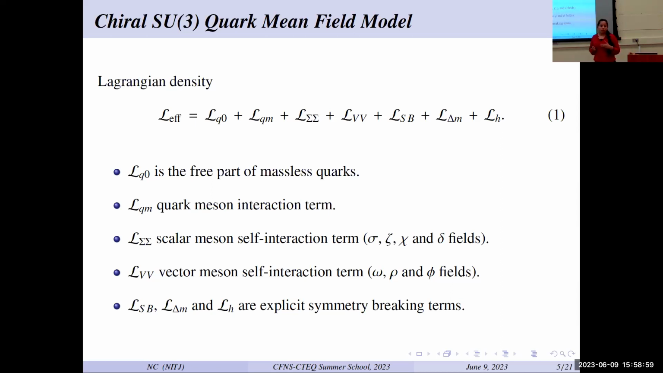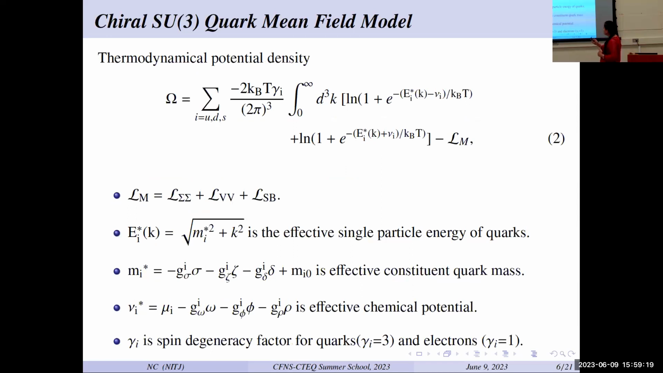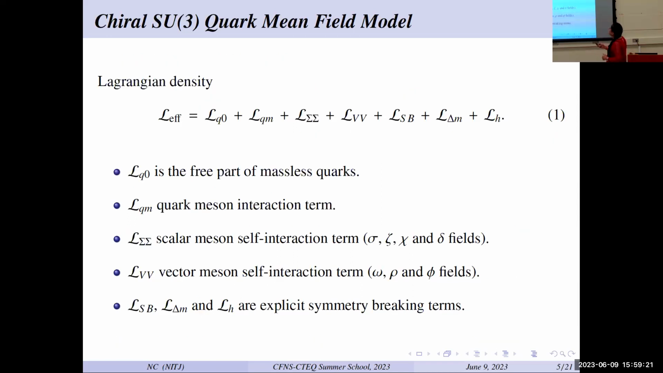So in this model, we are considering quarks as the degrees of freedom. And chiral because the model is based on the chiral symmetry breaking basically. And mean field basically means we consider the particles behaving under a mean field potential, and then we study the interactions.